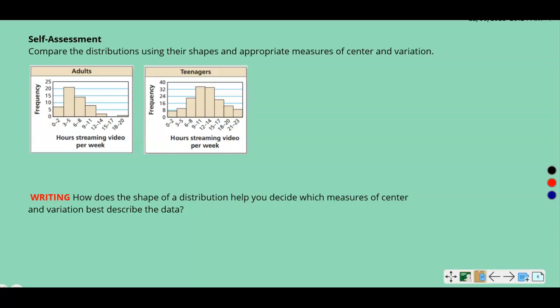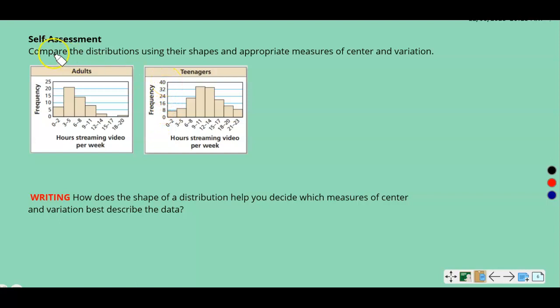All right, here's a quick self-assessment. Compare the distributions using their shapes and approximate measures of center and variation. You're given 2 histograms here. You've got adults and teenagers, and this is the hours streaming videos per week. So this would be the number of hours they stream videos per week. And the same here for teenagers, and this would be the frequency. You can see the frequency here varies. The scale is different. The scale here is by 5s, and the scale here goes by 8s.